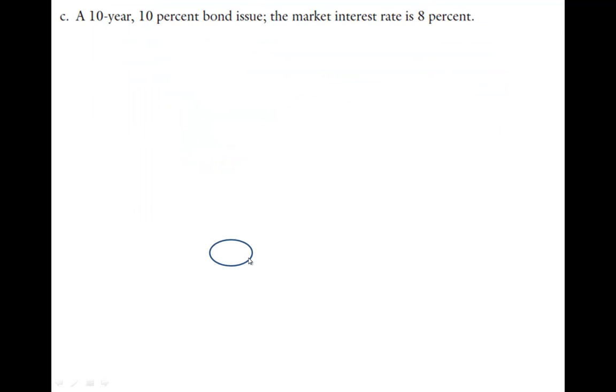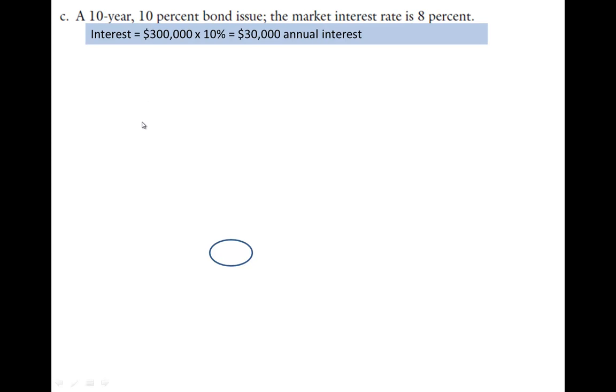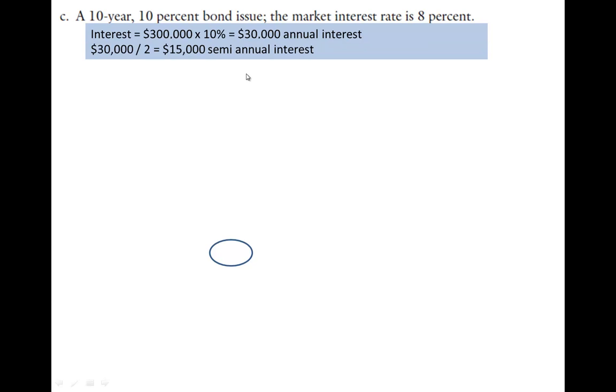Then we go to Part C, a 10-year 6% bond issue with a market interest rate of 8%. So we still have 10 years, but now our bond issue amount, we went to 10%. So now our interest amount is going to be a little bit different. So now we're going to take the $300,000 times the 10%, which gives us $30,000 annual interest, which divided by 2, because we're paying semi-annual, is $15,000.